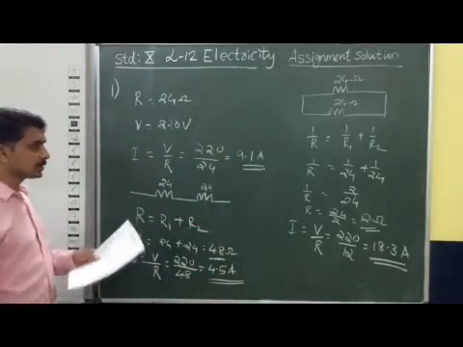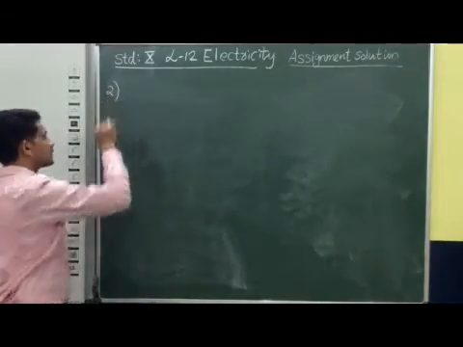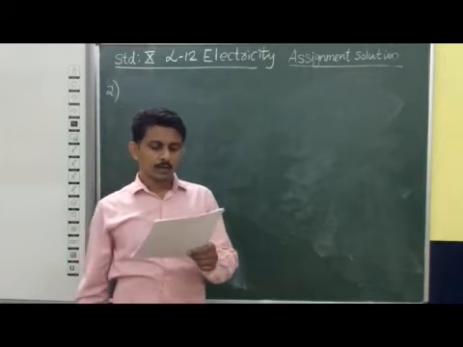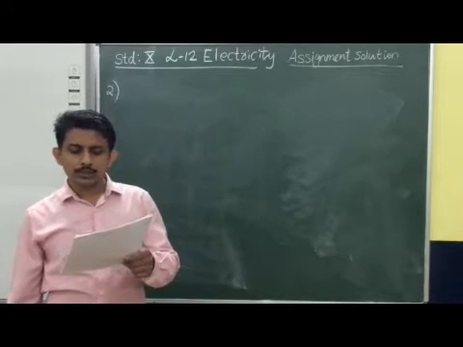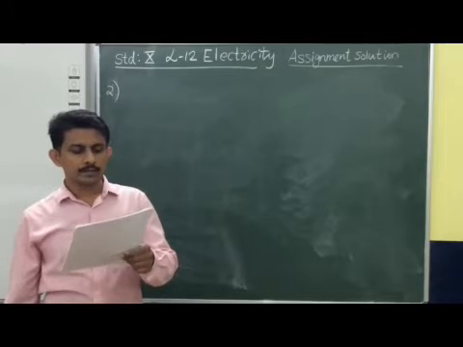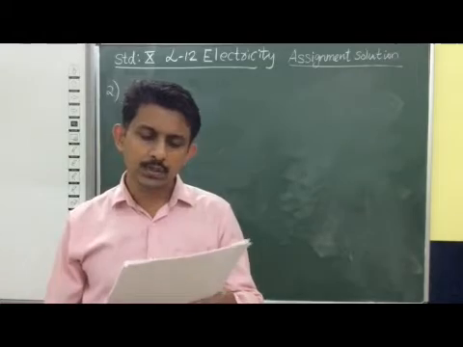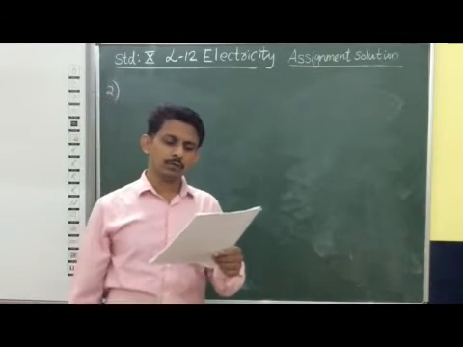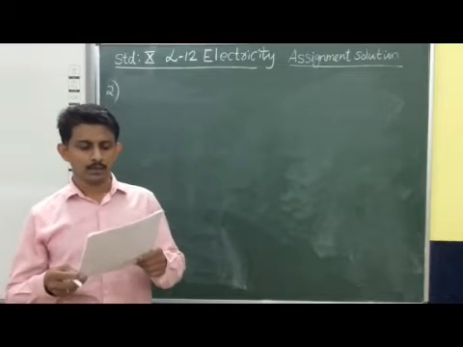Now we will consider question number 2. Compare the power used in the 2 ohm resistor in each of the following circuits. A 6 volt battery is in series with a 1 ohm and a 2 ohm resistor, and in the second case a 4 volt battery in parallel with a 12 ohm and a 2 ohm resistor.